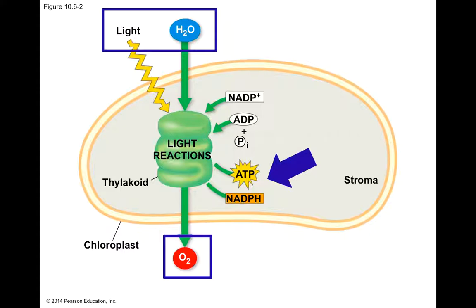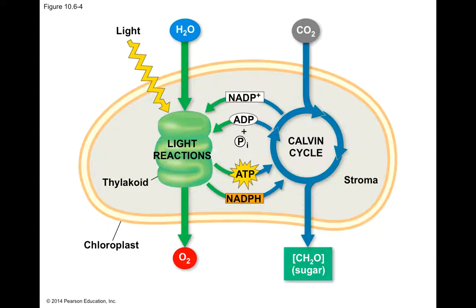ATP is made through a process called photophosphorylation, and an electron carrier called NADP is reduced to NADPH. That's another relative of NADH. The second part of photosynthesis, the synthesis part, is called the Calvin cycle. The Calvin cycle takes place in the stroma, the fluid inside the chloroplast.